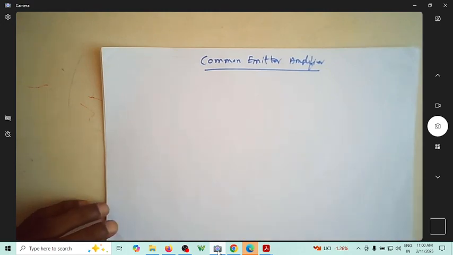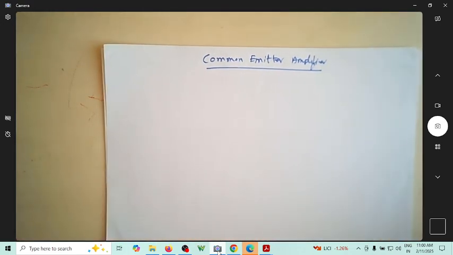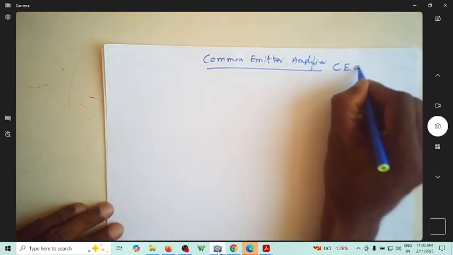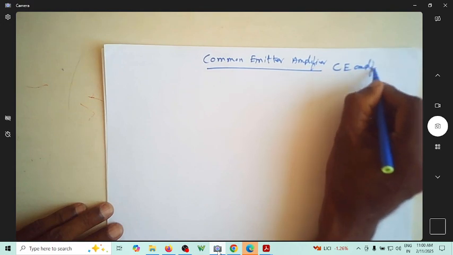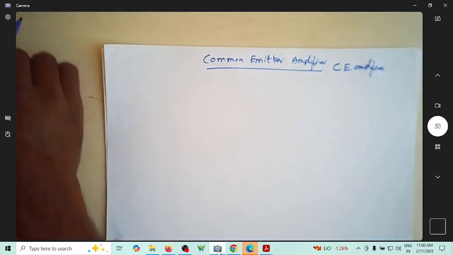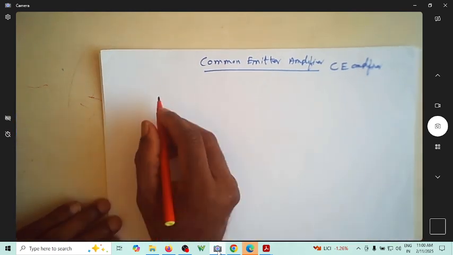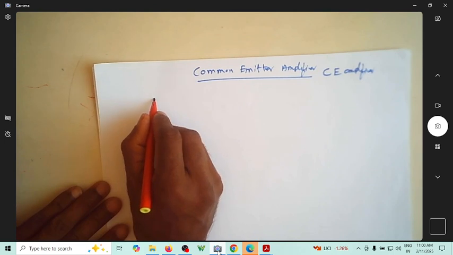So in this video we'll see the design of common emitter amplifier, which is popularly known as CE amplifier. So let us write the circuit diagram, do some assumptions, and then start doing the design. So now let me write the circuit diagram.